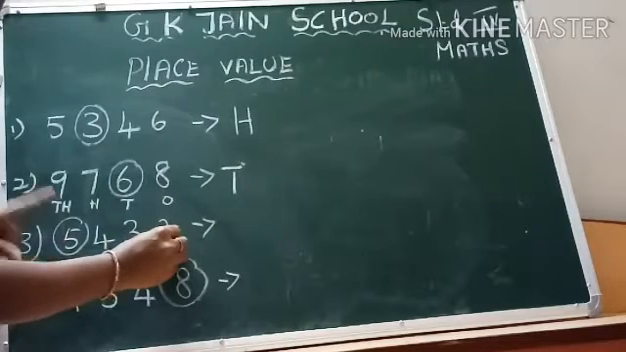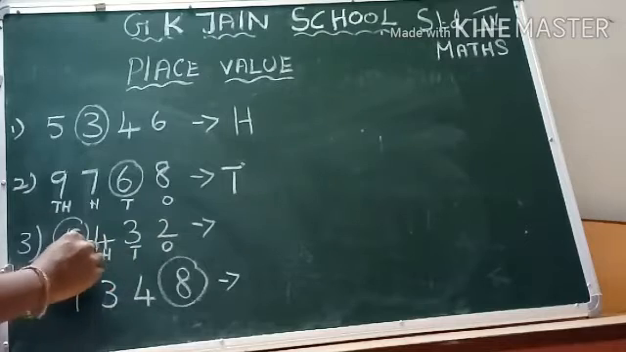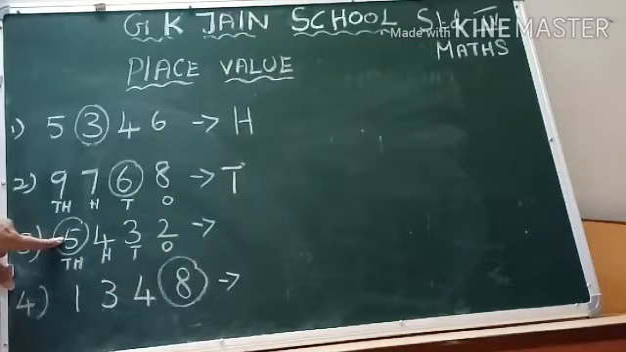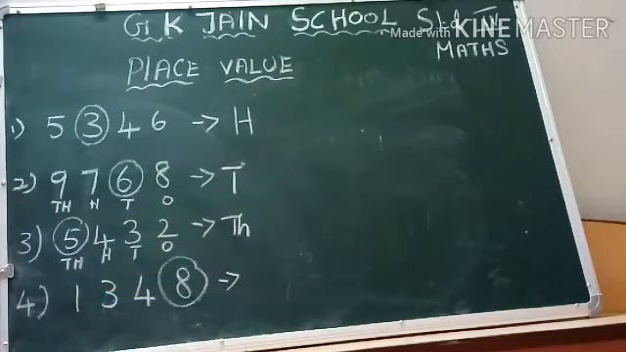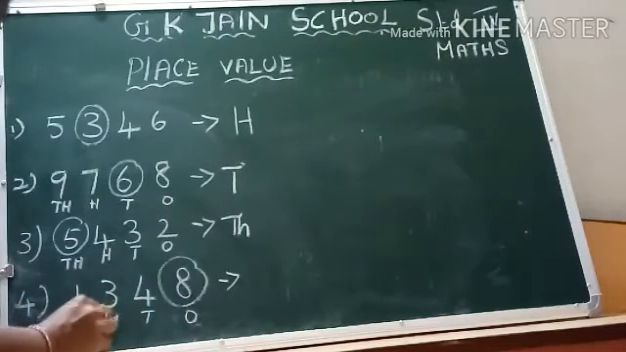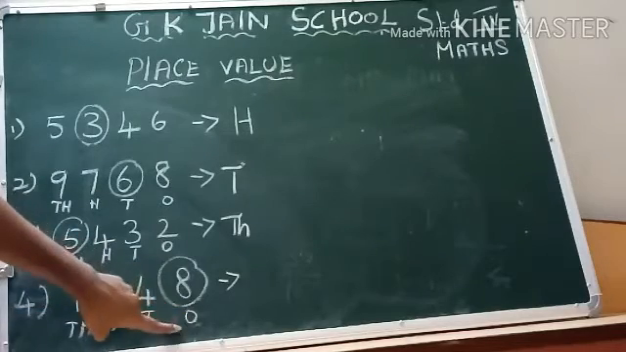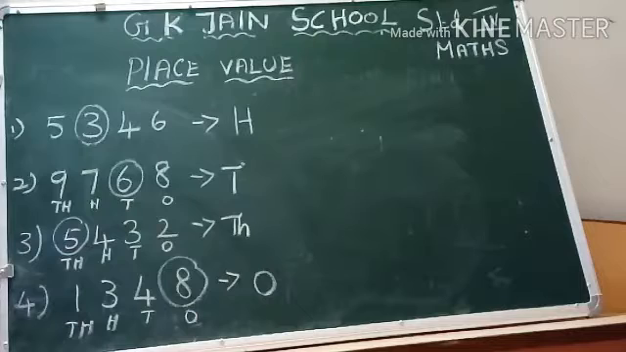Look at the third example. What is the place value of 5? Ones, tens, 100, 1000. So 5 place value is 1000. That means 5000. The last example. What is the place value of 8? Ones, tens, 100, 1000. So 8 place value is ones. That means 8 ones. Got it?